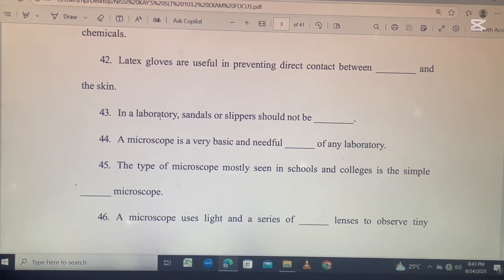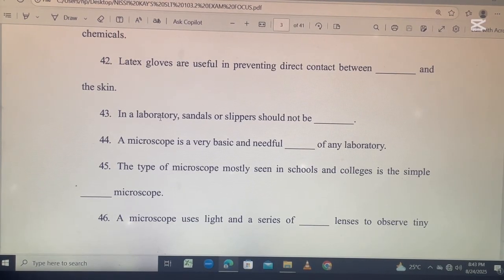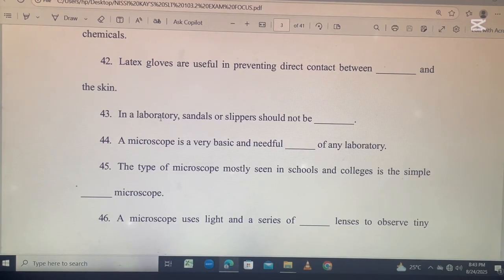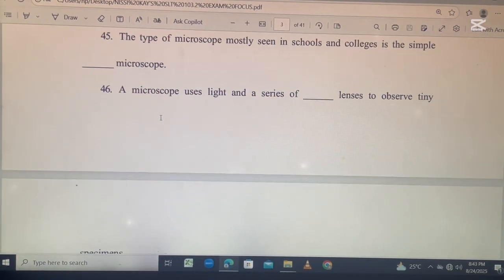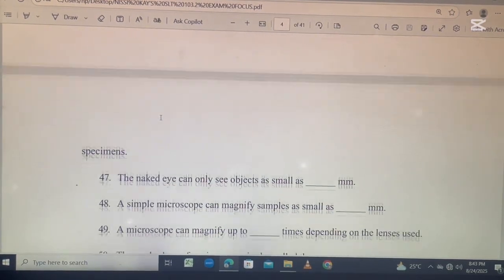So number 44, a microscope is a very basic and needful piece of equipment in any laboratory. Now, the type of microscope mostly seen in schools and colleges is known as the simple light microscope. Light microscope is also called compound microscope. Now, the next question: a microscope uses light and a series of lenses to observe tiny specimens.